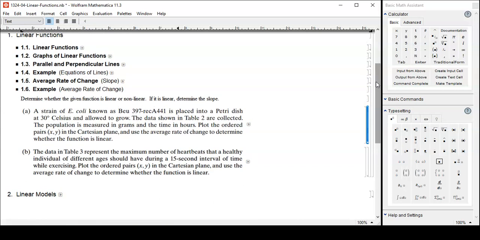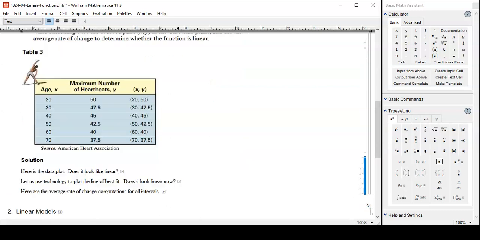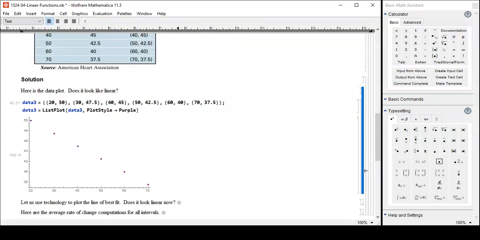Enough time for the next problem. Stop the playback and read through. What do you think? Heartbeats of a healthy individual. And then we have this table. Again, let's plot and find out. So if you actually plot those, that looks like linear.